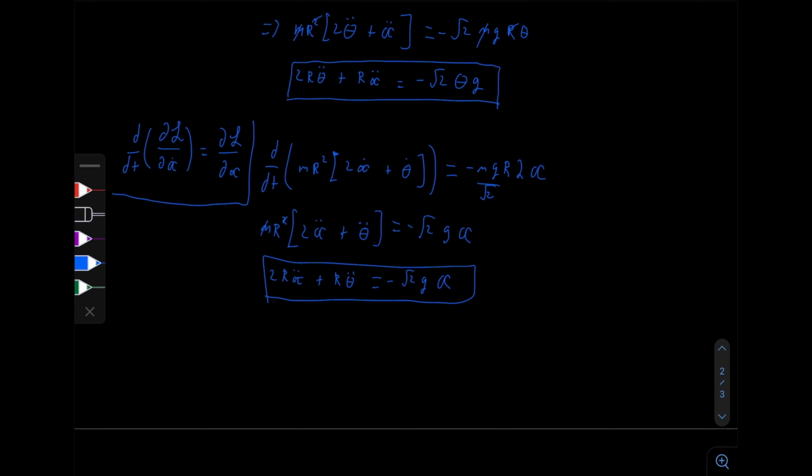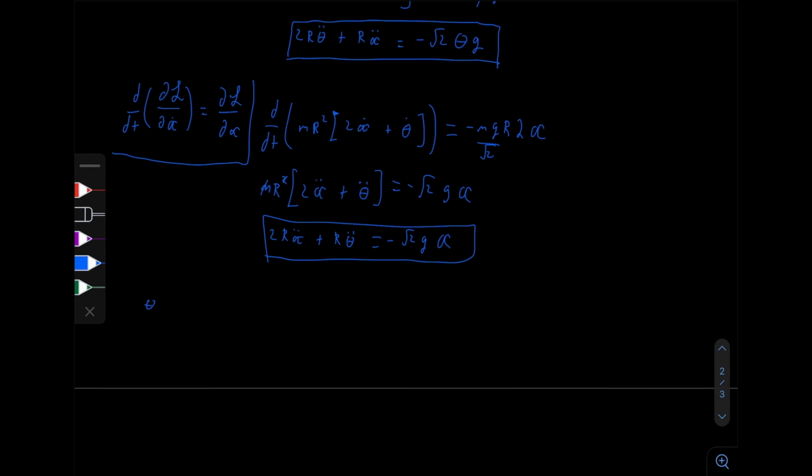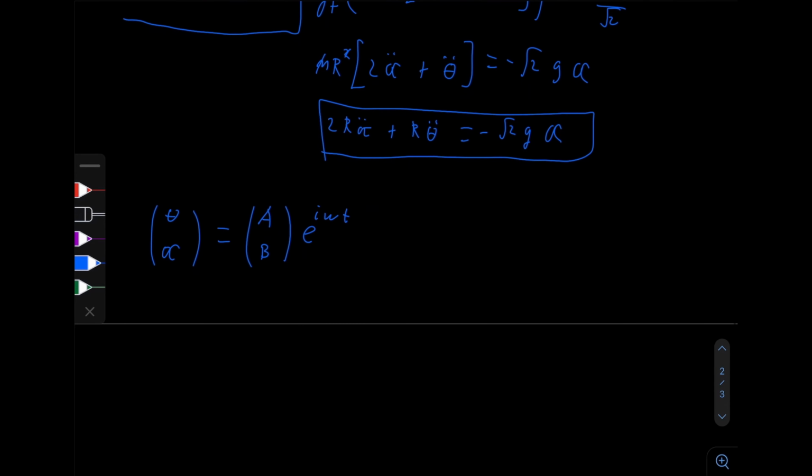I like to do it the surefire way. It doesn't require any weird inspiration. You just let theta and alpha, I'm going to write this in vector notation, be A and B times e to the i omega t, where A and B are complex constants, and omega is going to be our frequency, and then i, in case things become complex, which they will. Okay, so what does this mean?